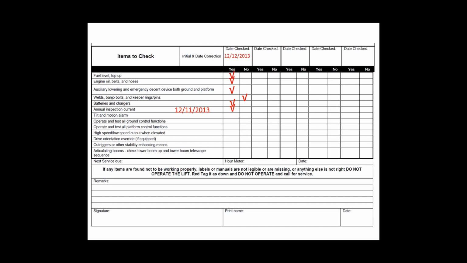The next item is a tilt or motion alarm. Some machines have all motion alarms. Some machines have descent alarms. So it depends on what the machine is equipped with as to what you need to test. But if it's on the machine, it needs to be working, especially when you're working around pedestrians.